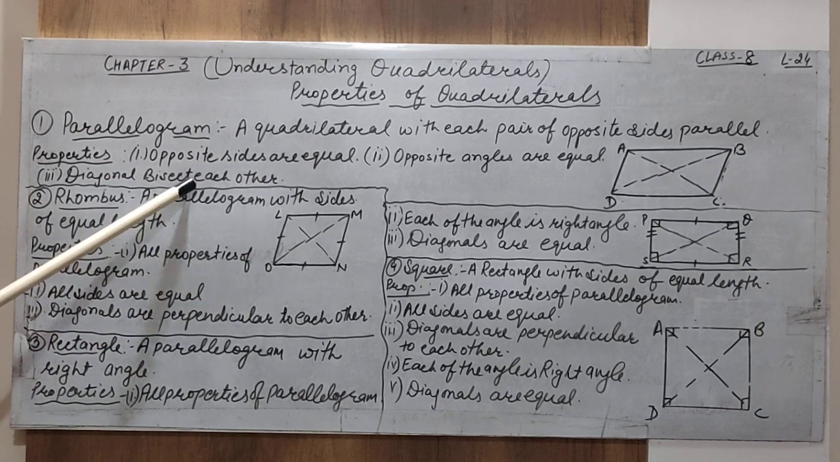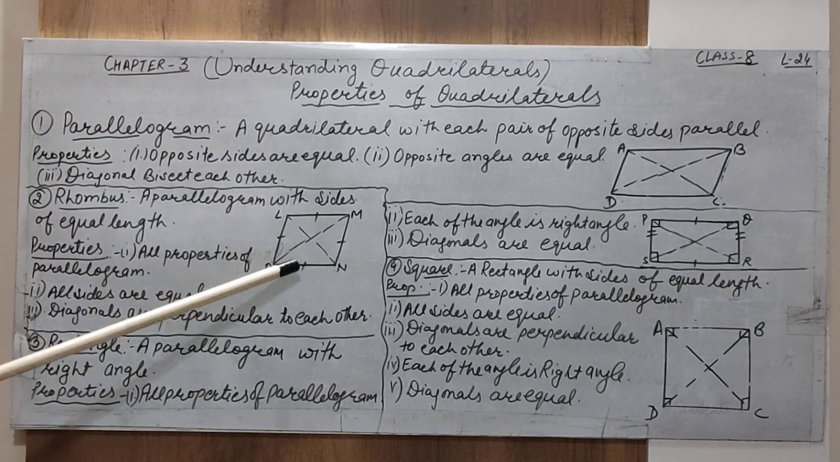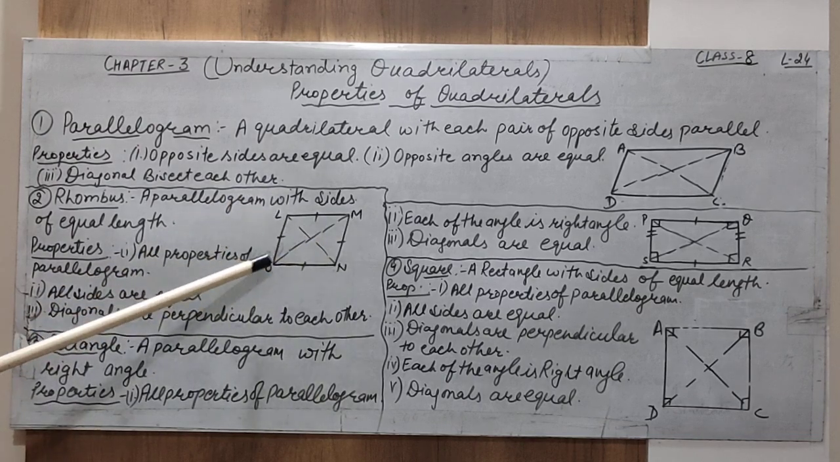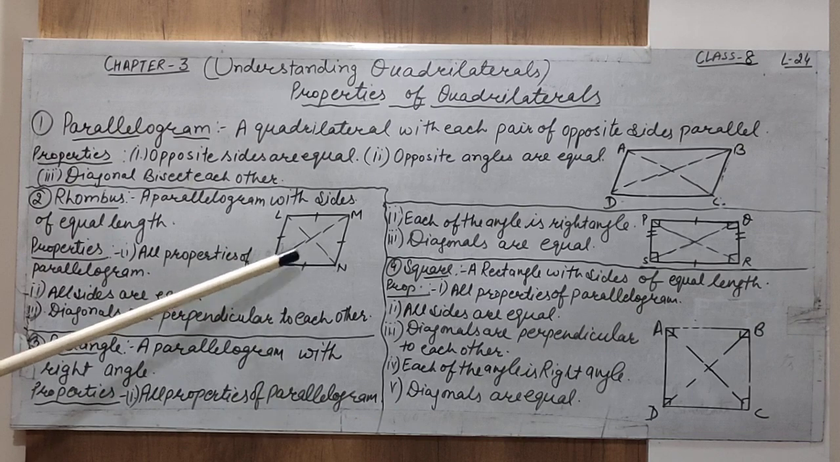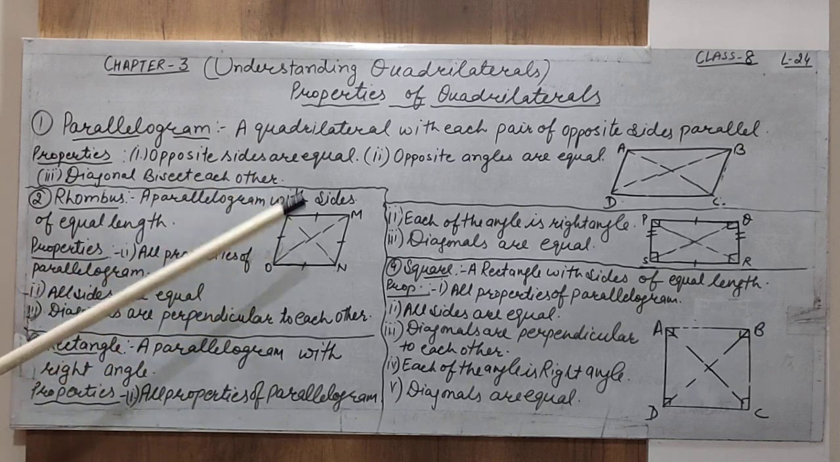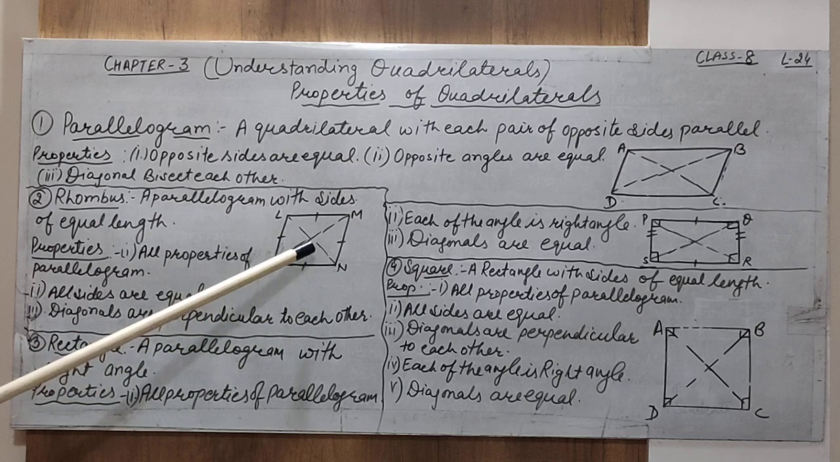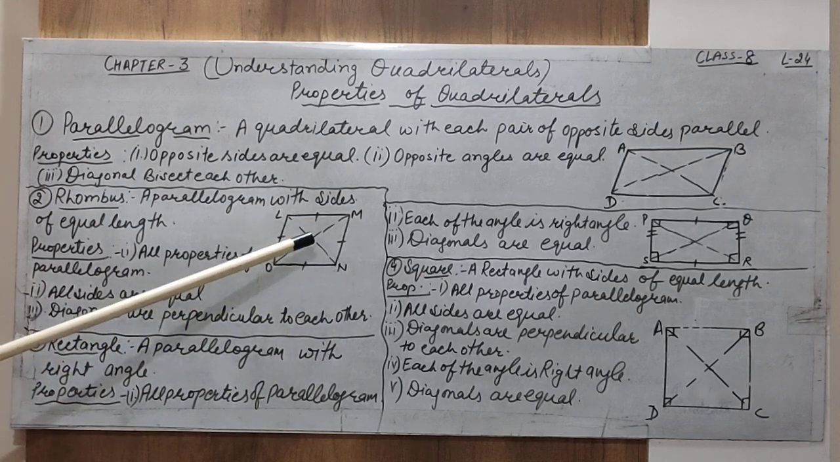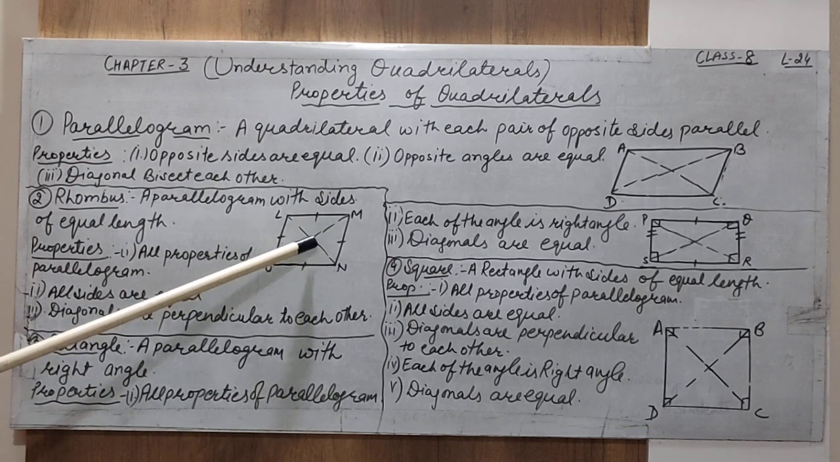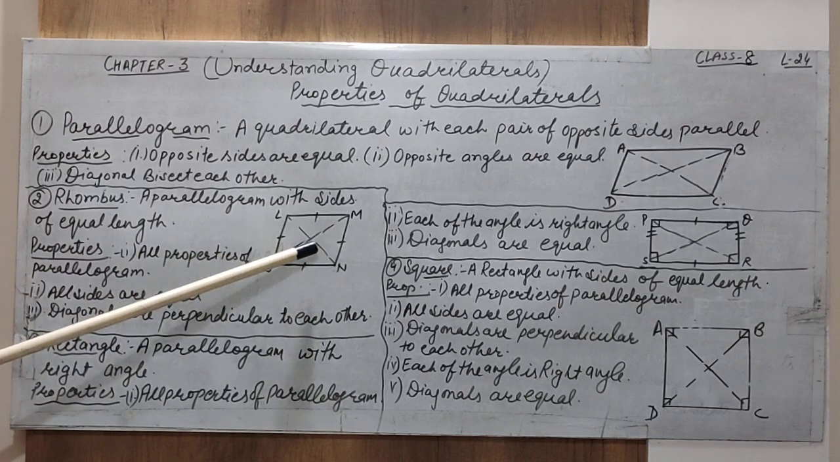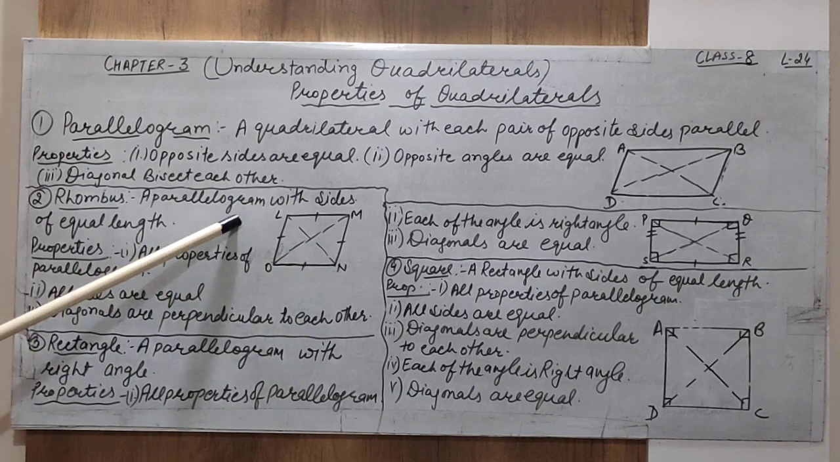The property of the parallelogram is that diagonals bisect each other. That is, diagonals cut each other into equal parts. This property is already with the rhombus, because all the properties of the parallelogram are carried over to the rhombus. But one more property is that diagonals are perpendicular to each other. So diagonals bisect each other as well as being perpendicular to each other. Perpendicular means they make a 90-degree angle with each other at the center.